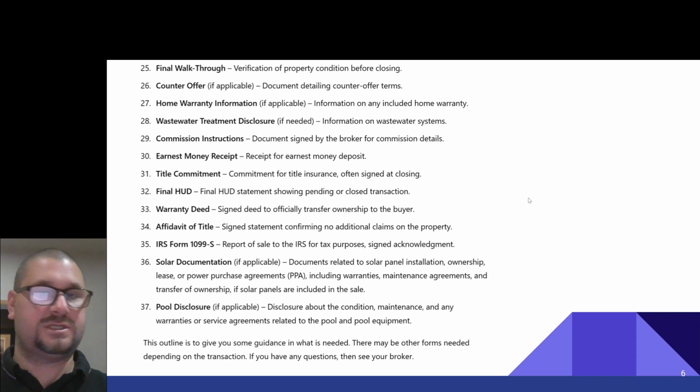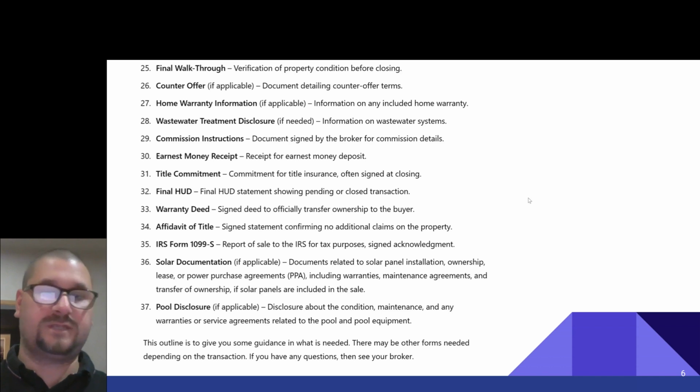Solar documentation, if you need it. Documents related to solar panel installation, ownership, lease, or power purchase agreements, including warranties, maintenance agreements, and transfer of ownership if solar panels are included in the sale. Pool disclosure, if needed, right? Disclosure about the condition, maintenance, and any warranties or service agreements related to the pool and pool equipment.